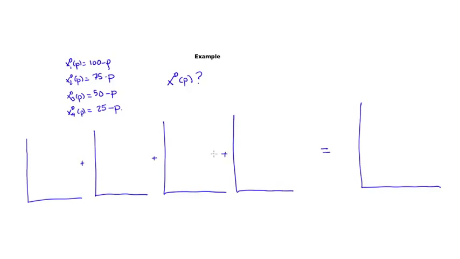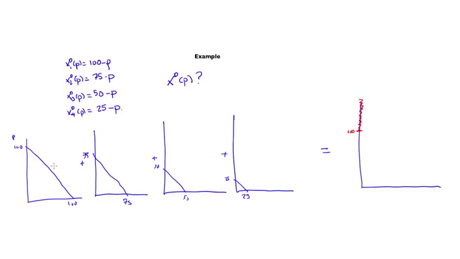Now, how do the individual demands look? It should be easy to see, with P on the y-axis, that the one for consumer 1 intersects at 100 and 100. The one for consumer 2 intersects at 75, 75. The one for consumer 3 intersects at 50, 50. And the last one intersects at 25, 25. Given this, what do we see? When we are at a price of 100 or higher, nobody demands anything. So the aggregate demand is 0.